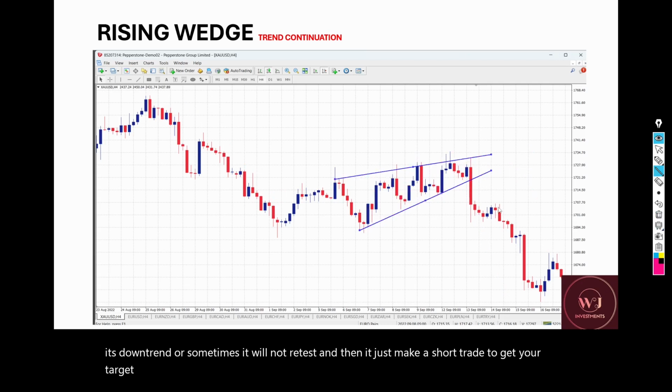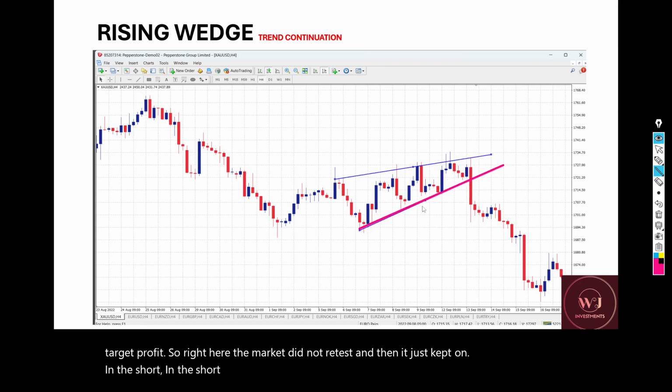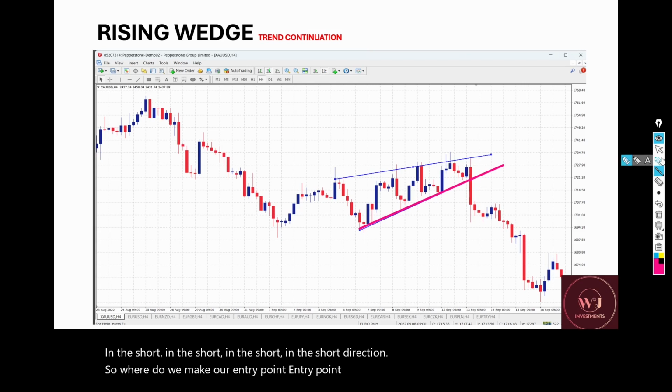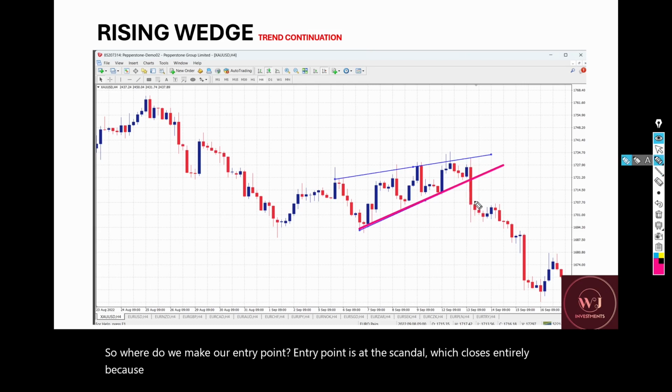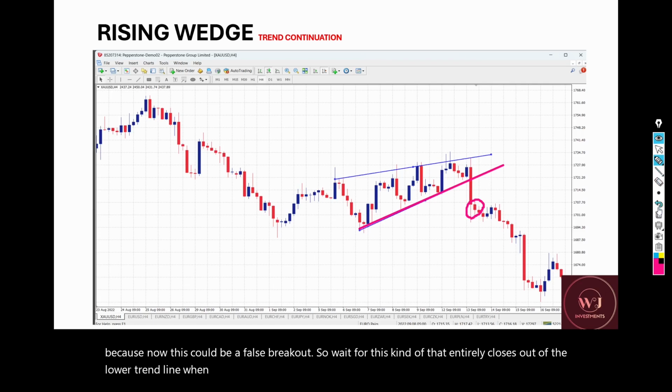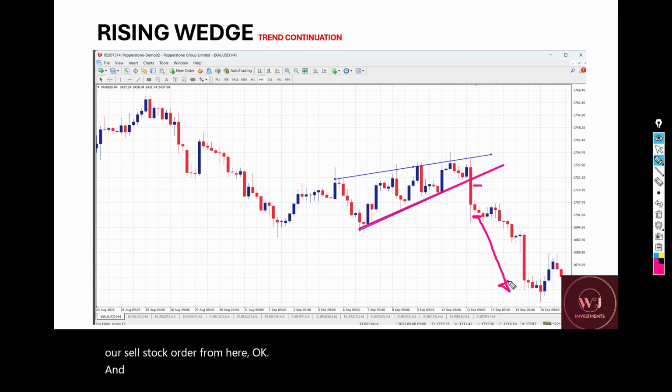So right here, the market did not retest, and then it just kept on in the short direction. So where do we make our entry point? Entry point is at this candle which closes entirely, because now this could be a false breakout. So wait for this candle that entirely closes out of the lower trend line. When that candle closes out of the lower trend line, that is when we make our sell stop order from here. Okay. And then we go short to make that trade.